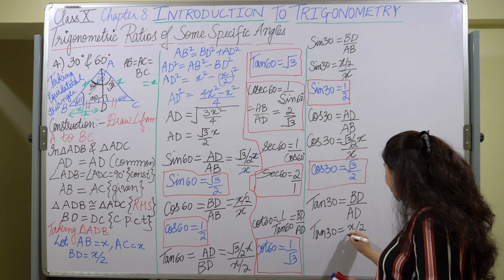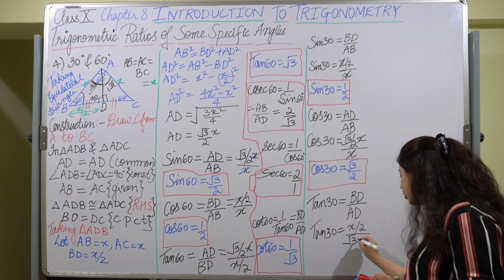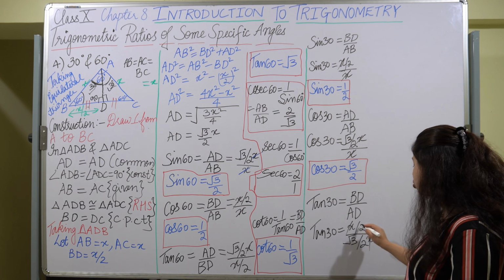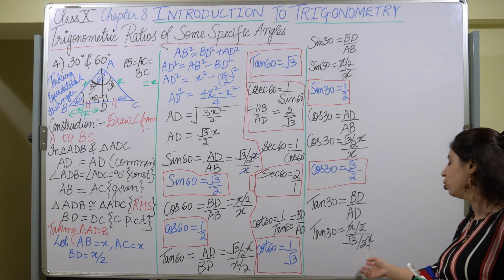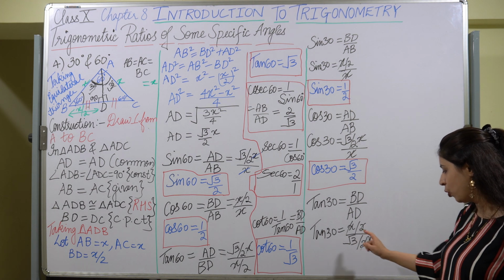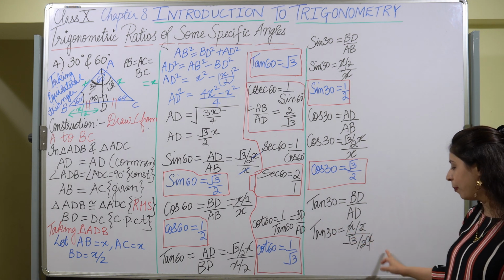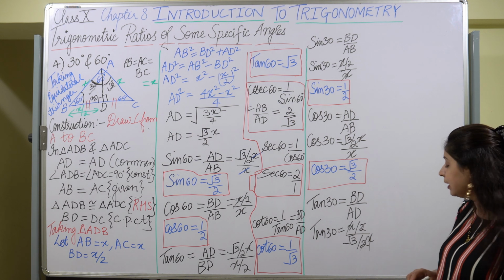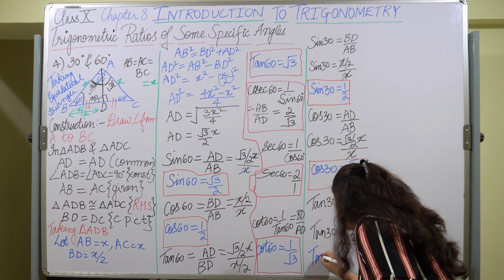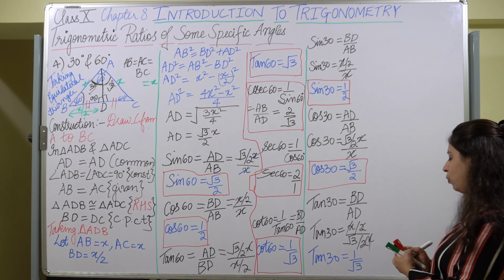Okay, x by 2. And AD we have found out it was root 3 by 2x. So this x and x get cancelled. Also this 2 will get cancelled, because when the 2 goes upwards, it will be reciprocated. Root 3 by 2 will be reciprocated when it goes upwards. So x by 2 into 2 upon root 3. So the 2 will also get cancelled, and we will be left over here with 1 upon root 3. Okay, so tan 30 will be equal to 1 upon root 3.